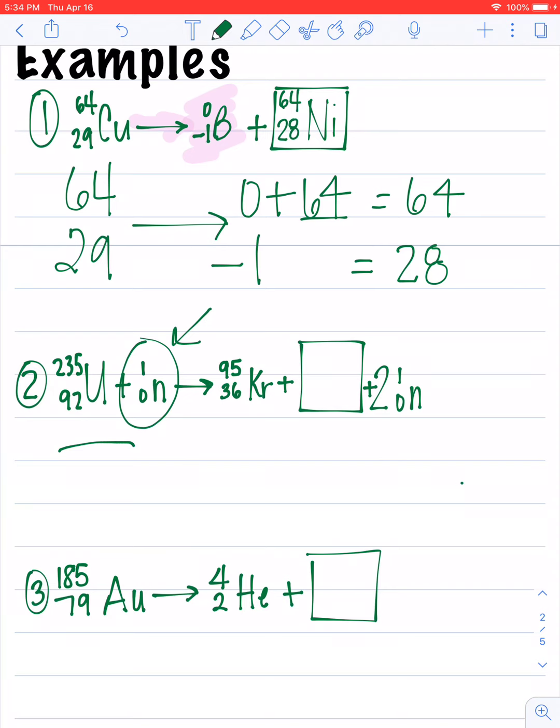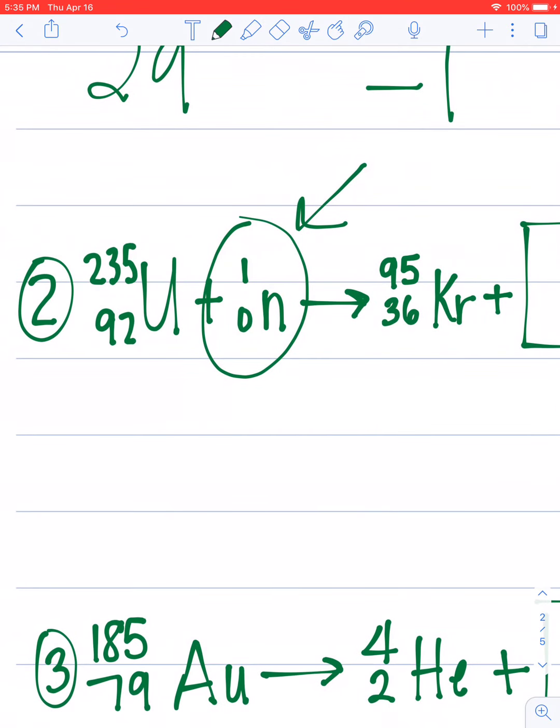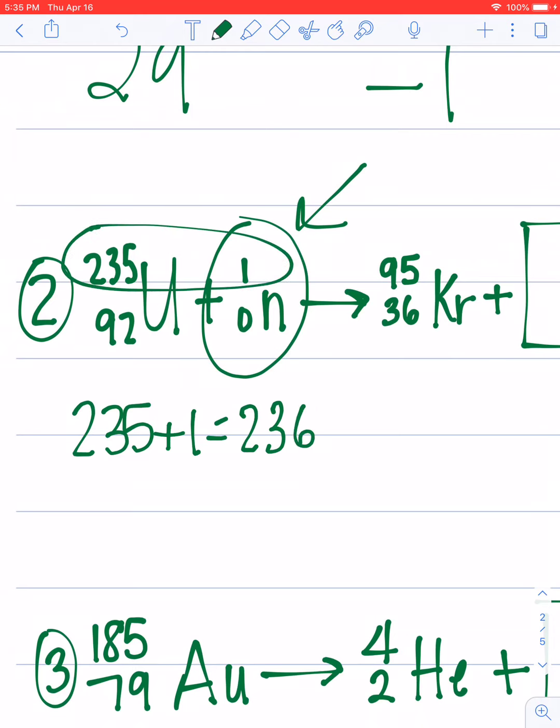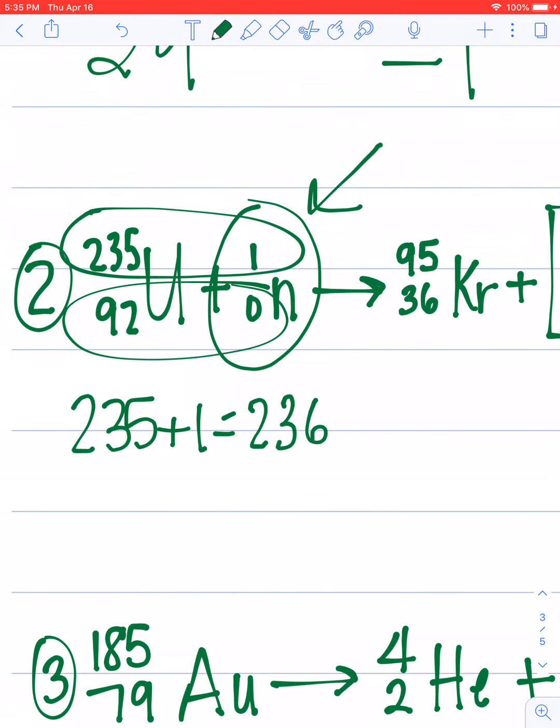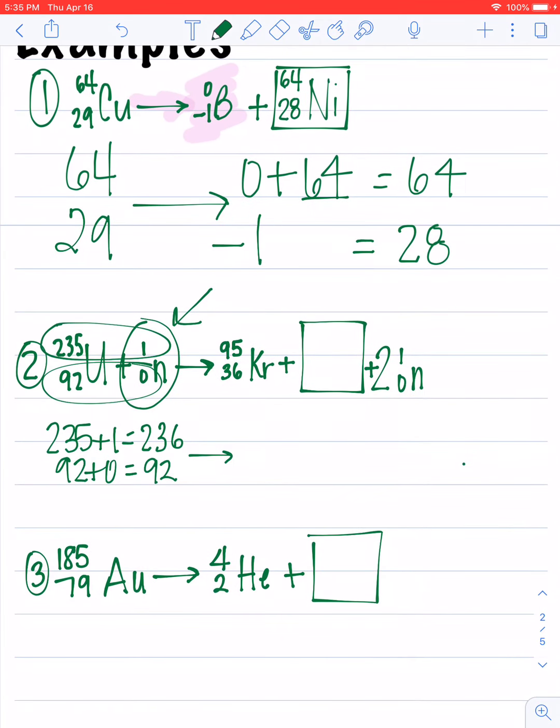Again, we have to have the left and the right side be completely balanced. We have 235 plus 1 equals 236, and I got that from adding these two numbers together. Then on the bottom I have 92 plus 0, so 92 plus 0 equals 92. So we have to make sure that on the right-hand side we also have 236 and 92.